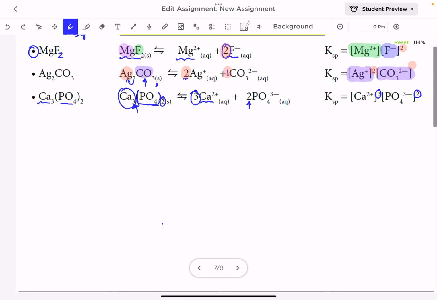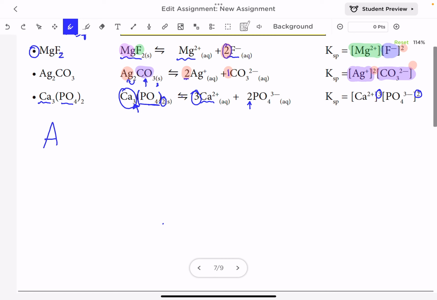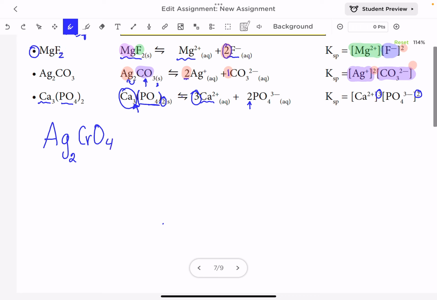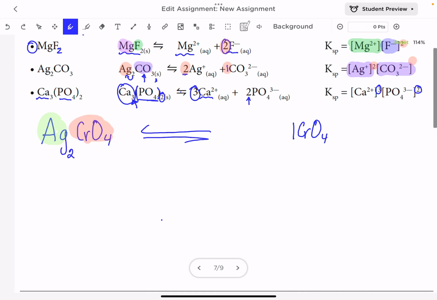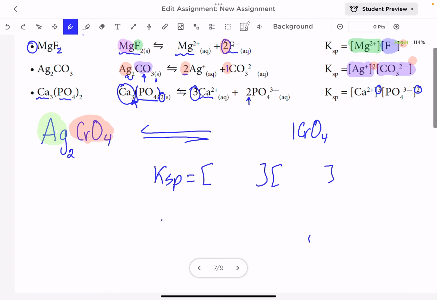I'm going to give you 3 more examples. Say we have silver chromate. Looking at silver chromate, here's the polyatomic ion, and here is the metallic ion. Is the polyatomic ion written in parentheses? No. It means I have 1 CrO4. Now I'll tell you about the charge in a minute. When I write the Ksp, the concentration of CrO4 is going to be to the power of 1.